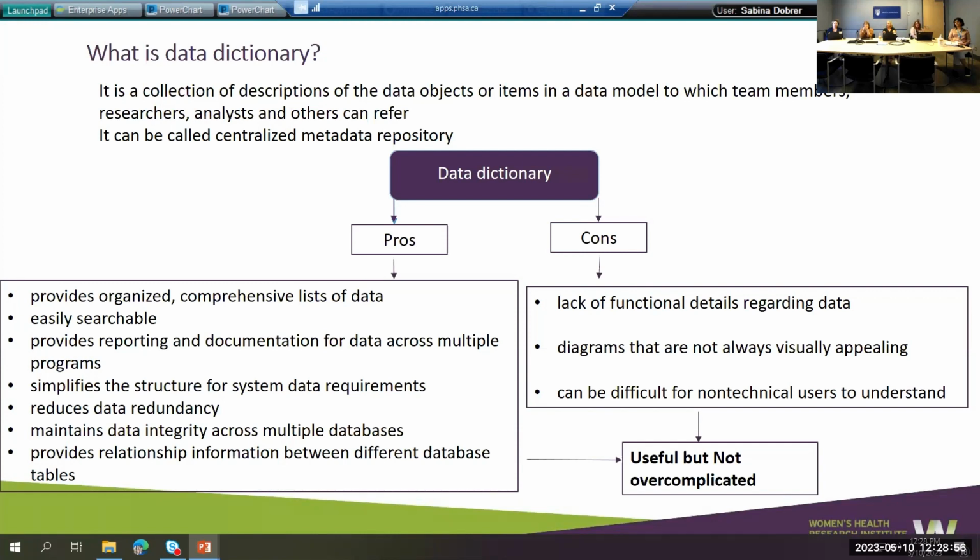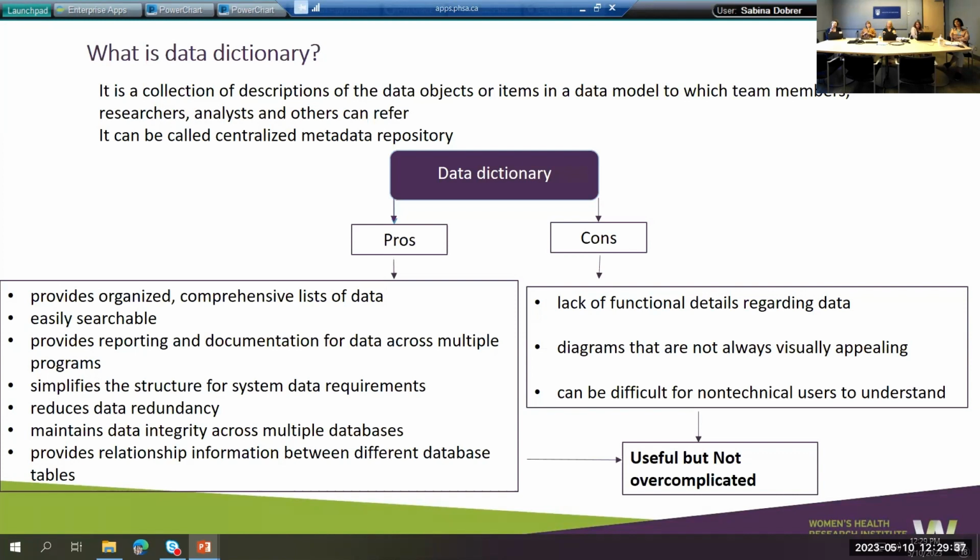So with data dictionaries, there are some cons and pros. Usually in data dictionaries, you don't describe a lot of functionality about your data and how everything is linked. You cannot visualize it, you cannot do it really fancy. And it can sometimes be very difficult to understand, especially for persons that don't work with data. But it provides an organized and comprehensive list of the information we have.